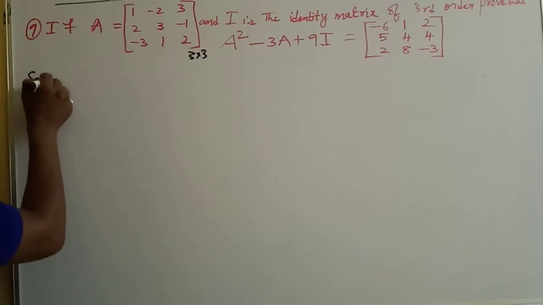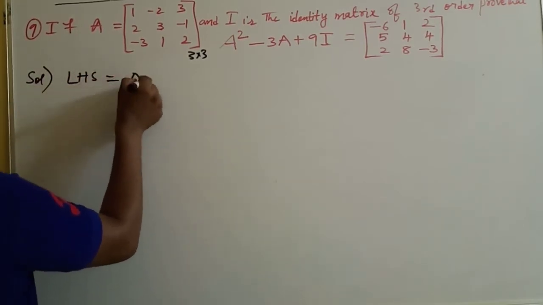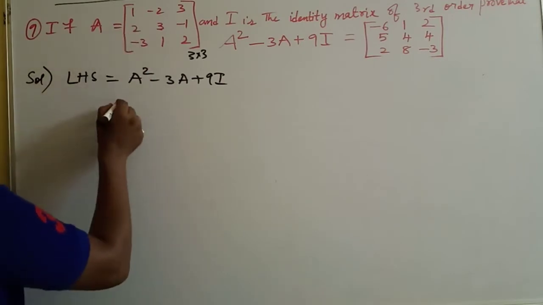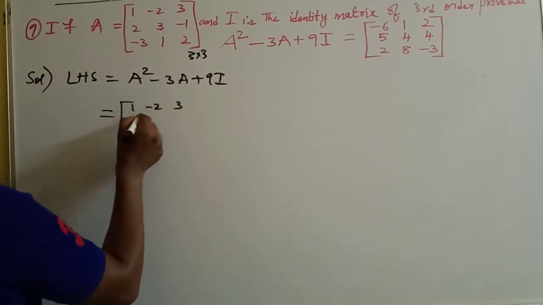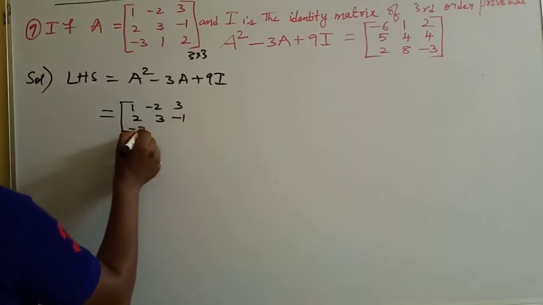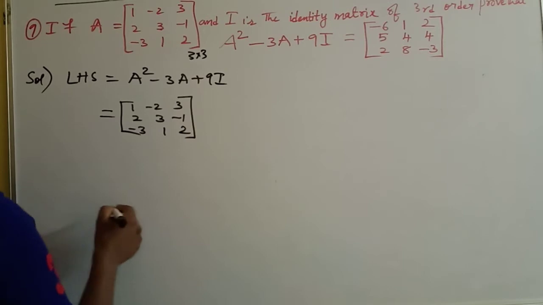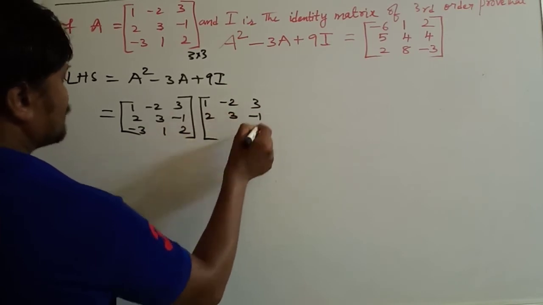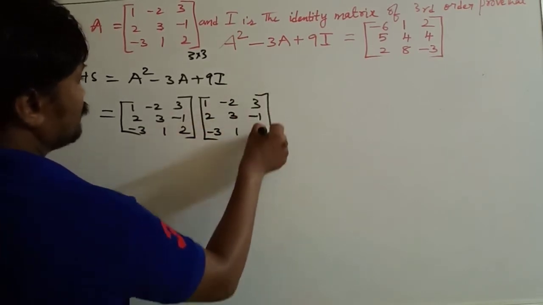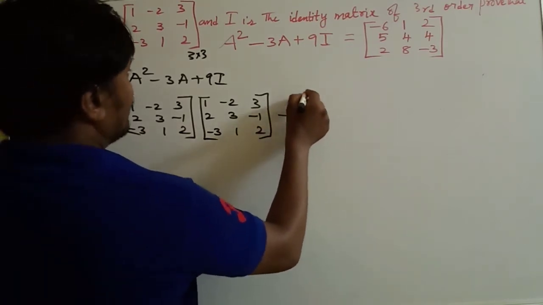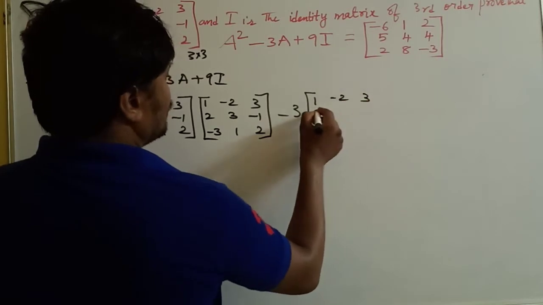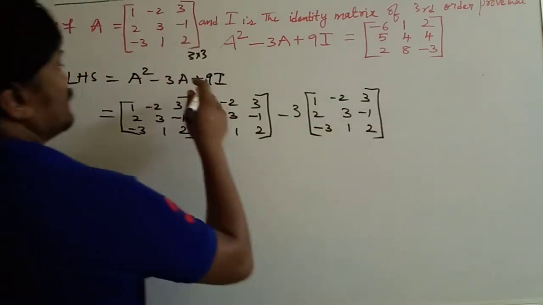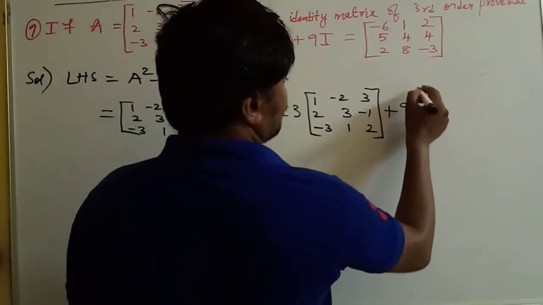First take your LHS and solve it. So your LHS is A square minus 3A plus 9I. Now A square means A into A, that is the matrix [1, minus 2, 3; 2, 3, minus 1; minus 3, 1, 2] into again that A, [1, minus 2, 3; 2, 3, minus 1; minus 3, 1, 2], minus 3 into A, again [1, minus 2, 3; 2, 3, minus 1; minus 3, 1, 2]. Next, plus 9I. Plus 9 into what is I?